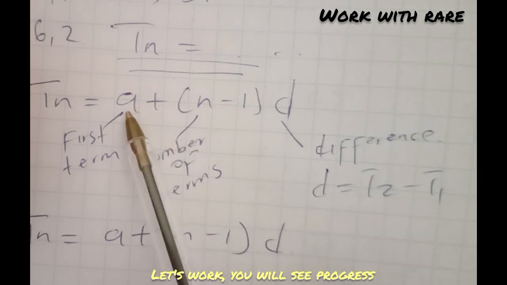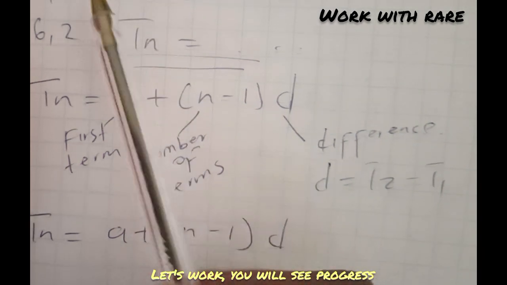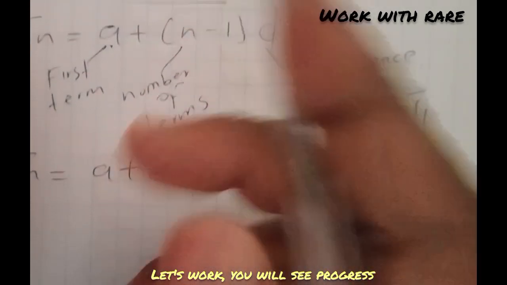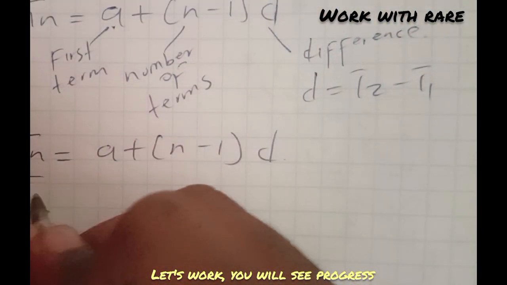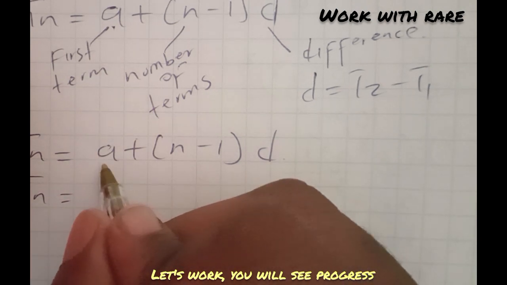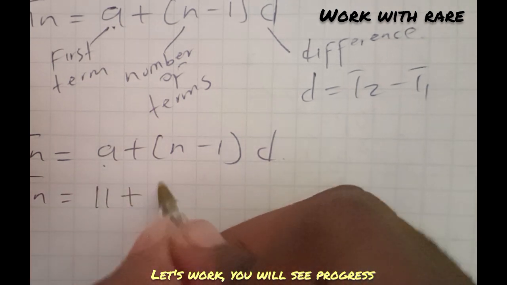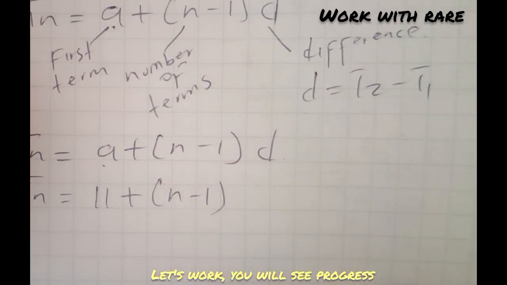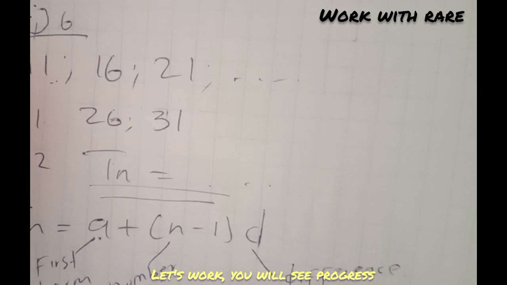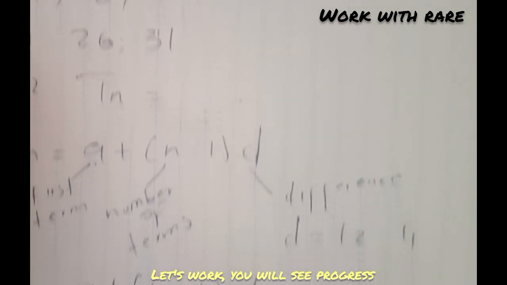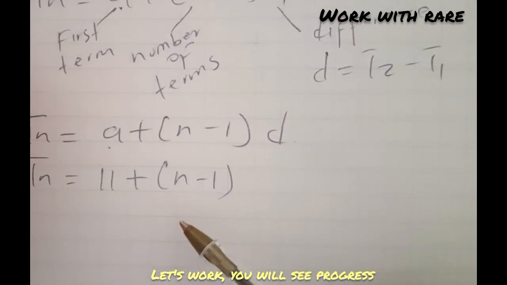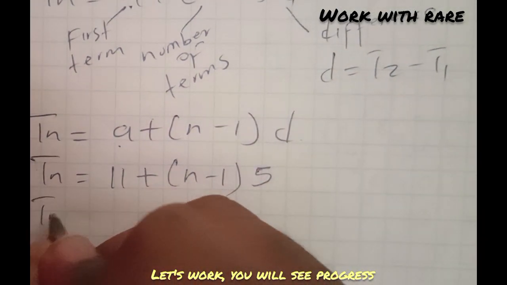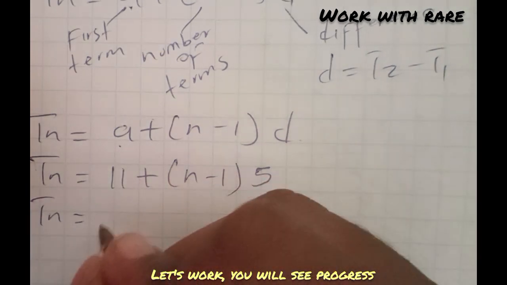First term from that sequence is 11. So where I see A, here I'll say Tn is equal to our A, which is 11, times n minus 1, and our difference is 5. Remember, because if I say 16 minus 11, it's 5. So our difference is 5. Okay, so here I have 11.